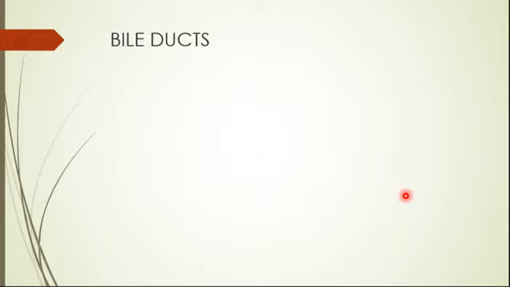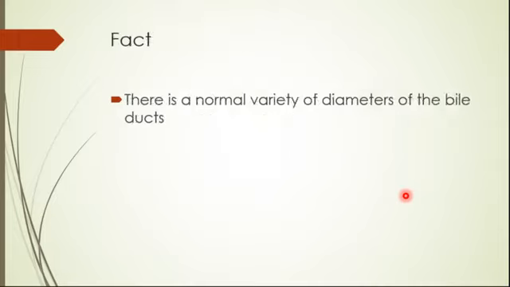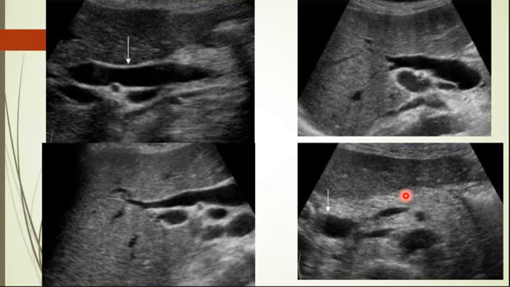Okay, I'm almost finished. Regarding the misconceptions of bile ducts, dilated bile ducts indicate that there is an obstruction in the duct. It's not always the case. Sometimes there is abnormal variety of diameters of the bile ducts depending on the age of the patient, depending if he has cholecystectomy or not.